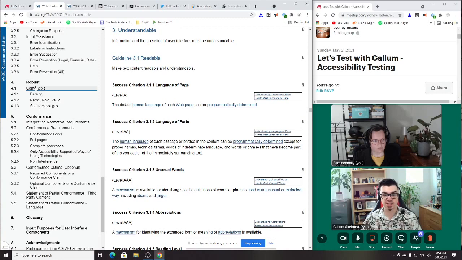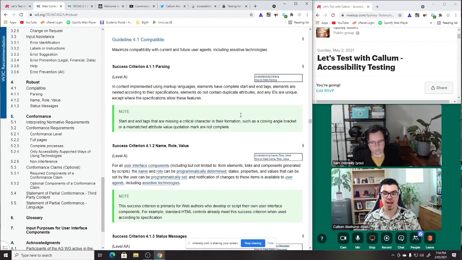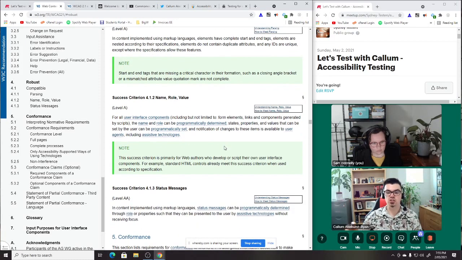The next part is about robustness. Robustness is probably one of the simplest ones, I would say, and it's mostly about compatibility. So think about browser and device compatibility there. So how are these perceivability, operability, and understandability components used across a number of different tools, a number of different sites, a number of different locations? How is it passed? What status messages we have there?